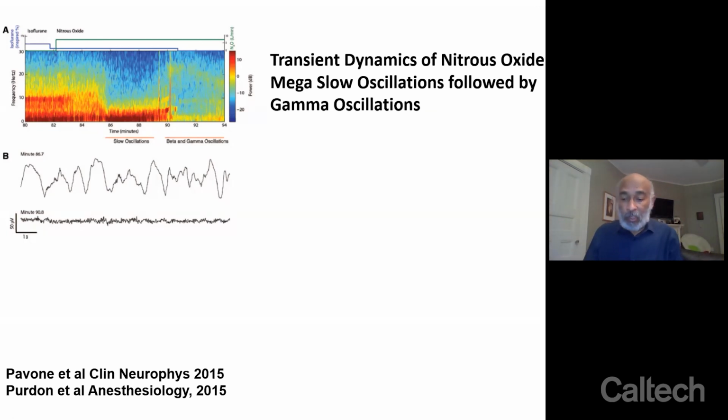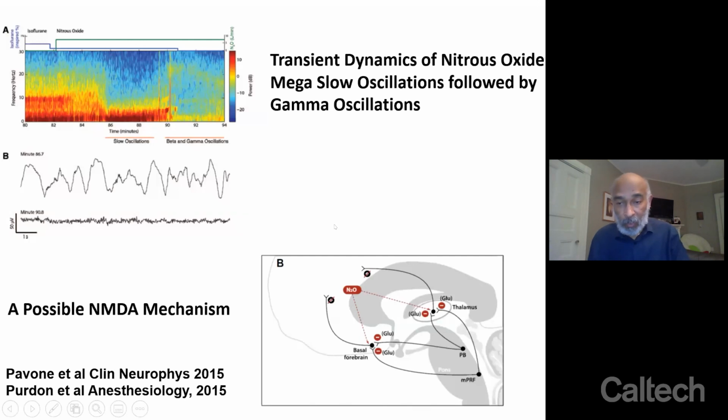But again, if we think about Bremé's principle, nitrous oxide also blocks NMDA receptors, and so it has targets here. You have these projections coming out of the brainstem, which could be the likely source of these slow oscillations, certainly contributing to them. But then why would this be transient?